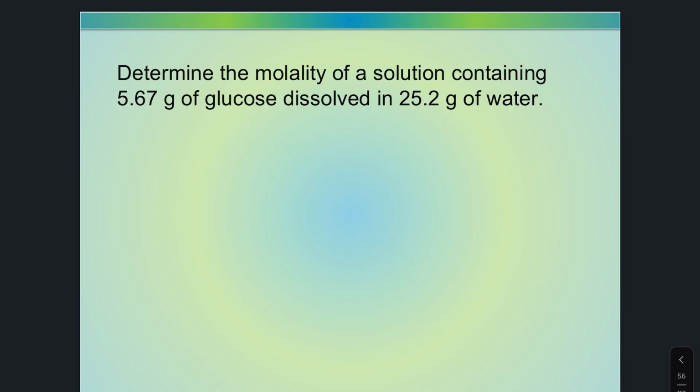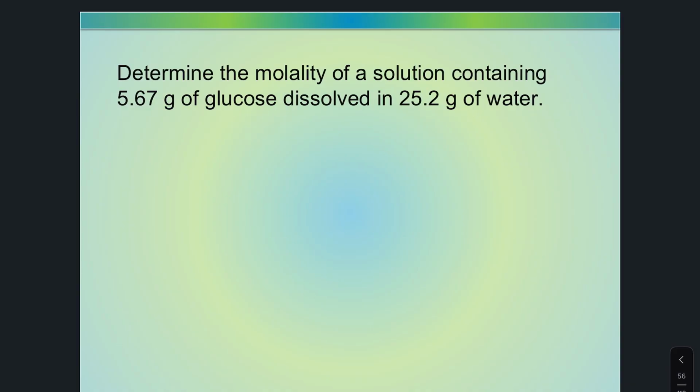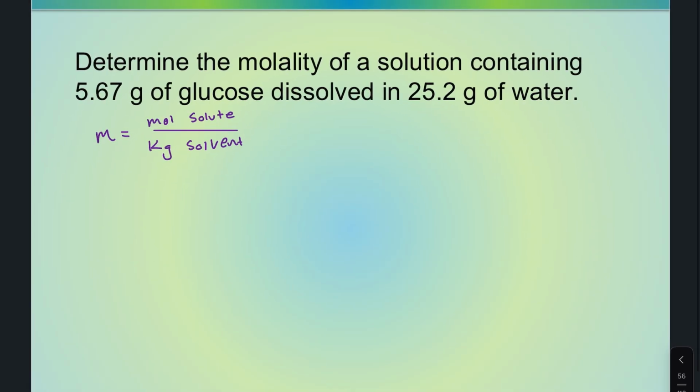Okay, and so if we want to determine the molality of a solution containing 5.67 grams of glucose dissolved in 25.2 grams of water, we're going to use this molality equation to do this. And so go ahead and give this a shot. I'll write this down. Little m equals moles of solute divided by kilograms of solvent. Okay, go ahead and try it. I'll be right here.